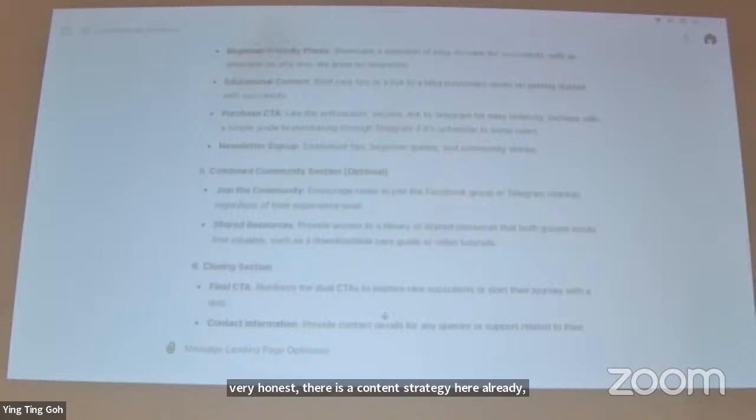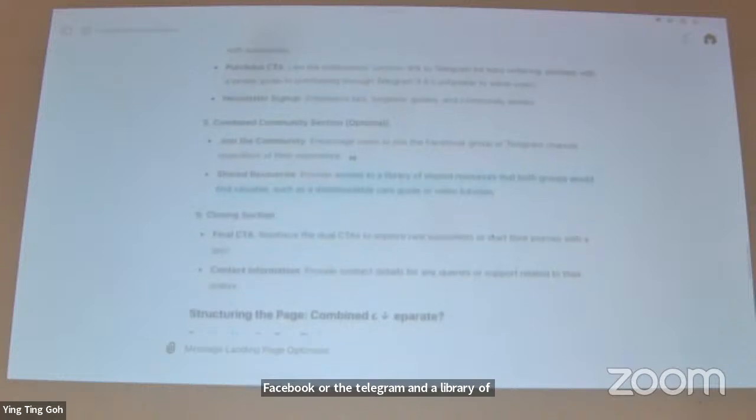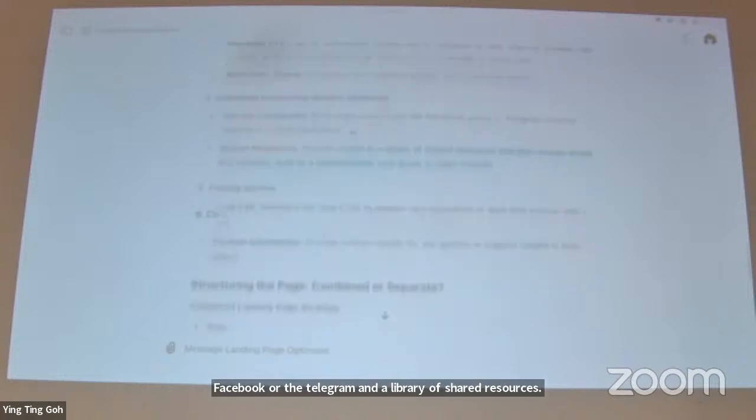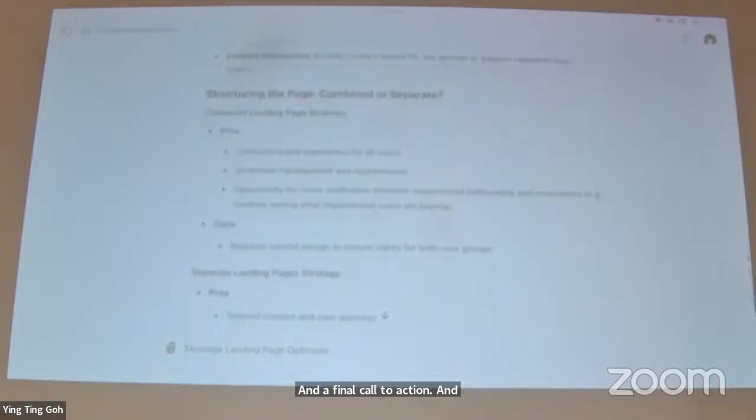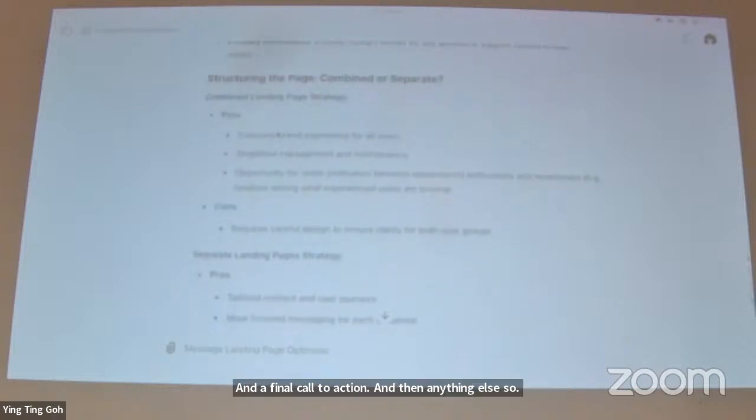Then it says there's a combined community section and also says it's optional, encouraging users to join a Facebook group or the Telegram channel, and a library of shared resources, and a final call to action, and then anything else. So now it's actually thinking through itself. It's like, I gave you what you asked for, but let me actually think through what's a good option.